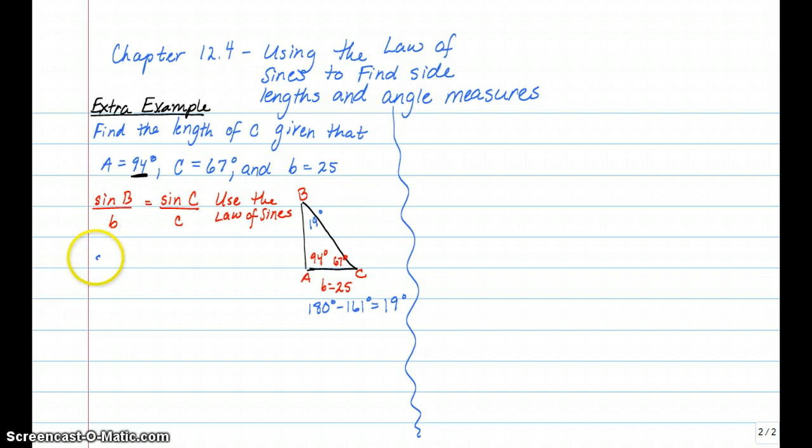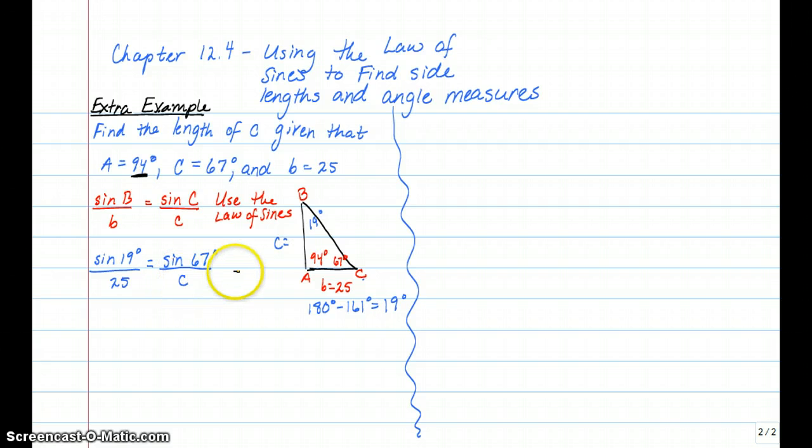So sine B is sine 19 degrees. Side B is 25. And then sine C is sine 67 degrees. And it's over the side C. Now let's go ahead and put that C in. Here's your vertex C, so directly opposite that is going to be your side C. Okay, so we're going to put the letter C here.